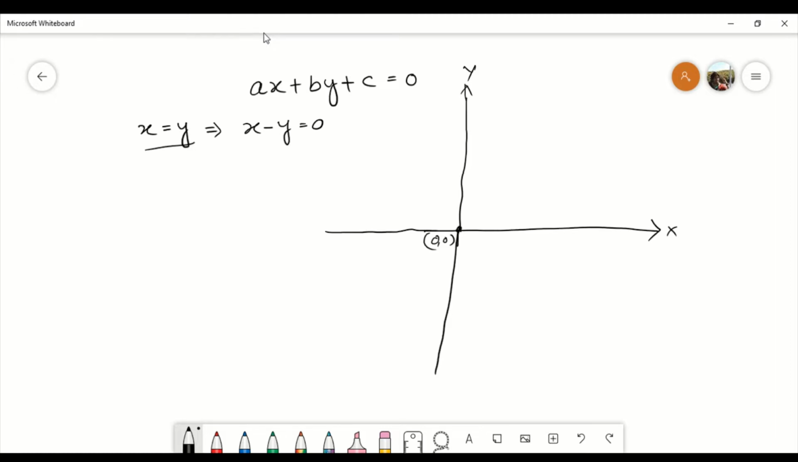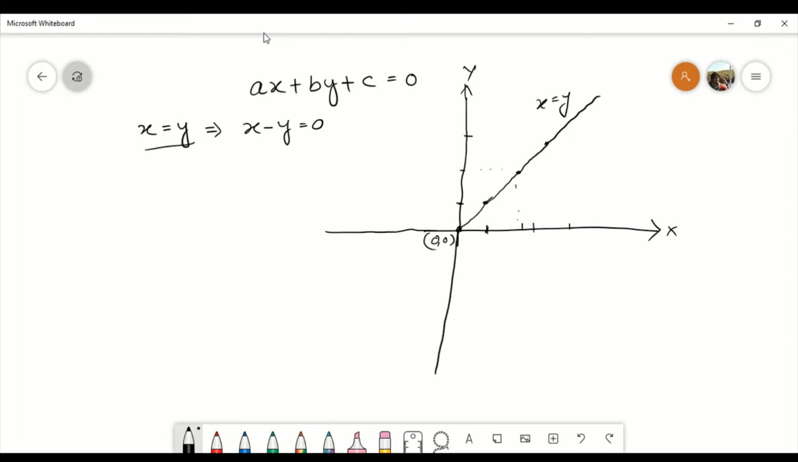If x is 1, y is 1. So the next point I'll get is here. If x is 2, y is 2. Sorry, so I'll get the point as here. Similarly for x 3, y 3, I'll get a point somewhere here, right? And if I try to plot this, connect these dots together, I will get a straight line, right? So the equation x equal to y is a straight line.